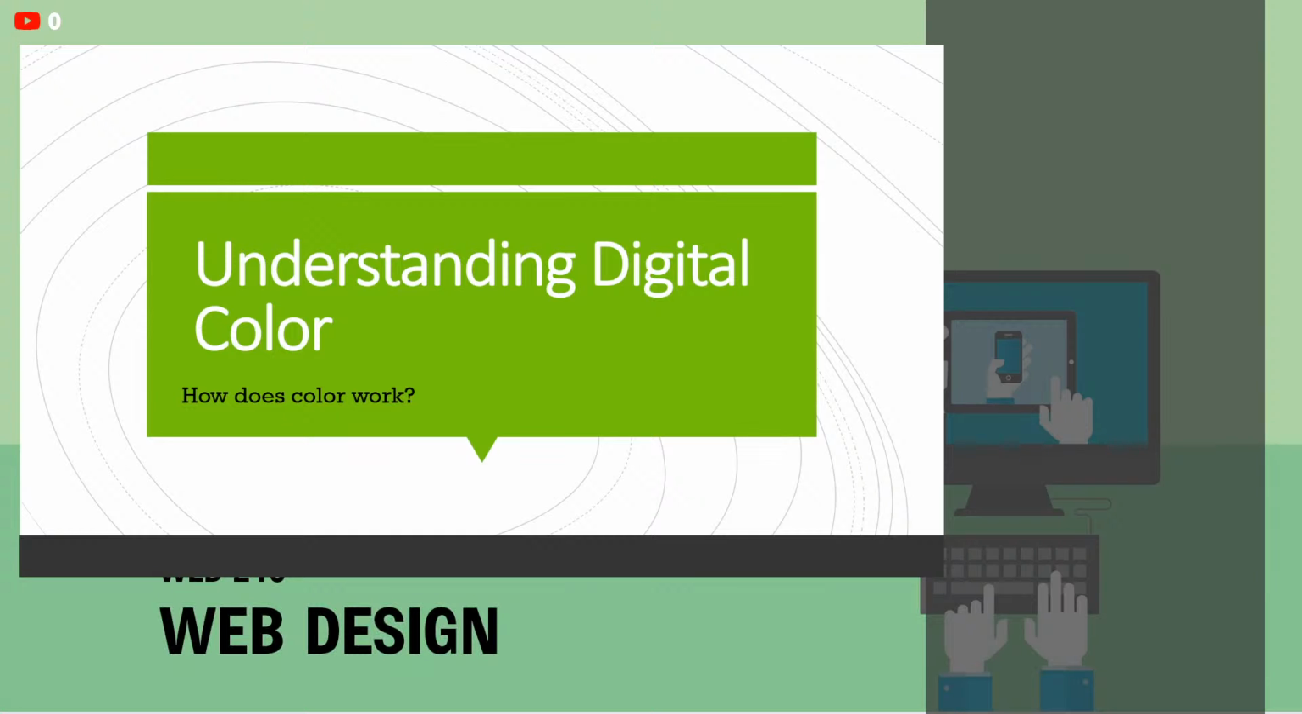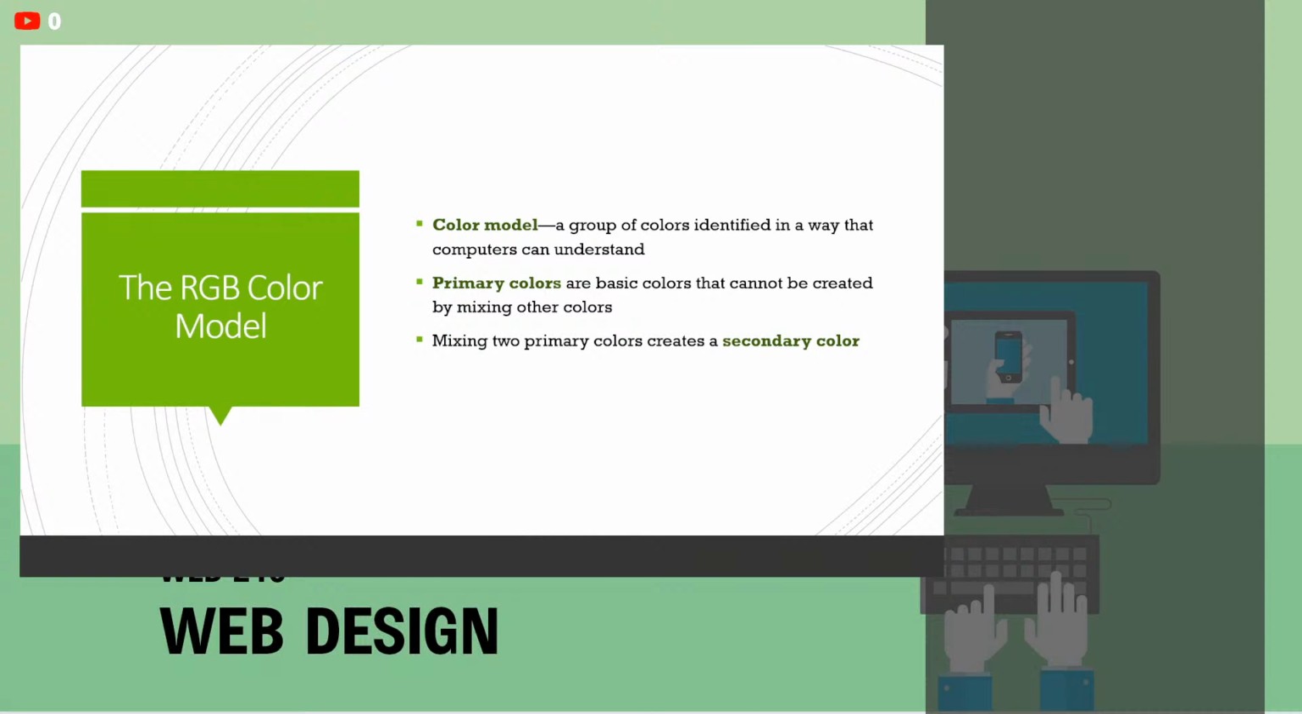So in general, when we're working with digital color, we're working off of the RGB color model, right? And this is the additive color space. We can define a color model as a group of colors that are identified in a way that computers can understand, at least in terms of digital color. That's what we mean when we're talking about a color model. And primary colors are basic colors that cannot be created by mixing other colors together.